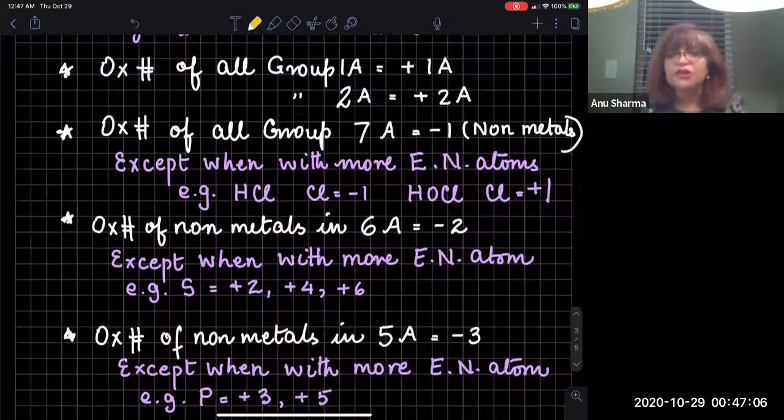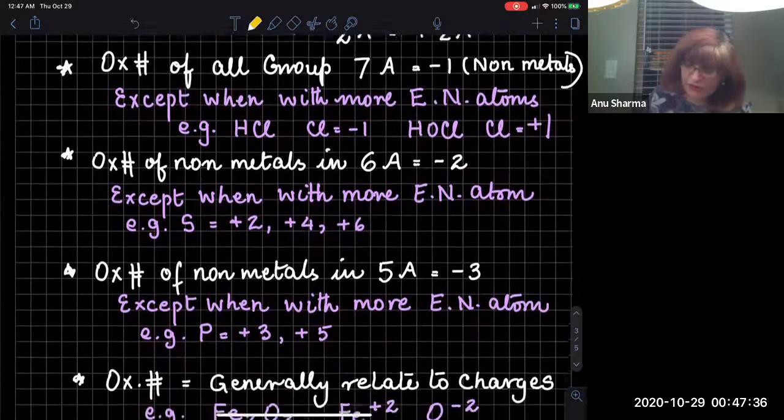Then comes the oxidation numbers of all group 1A elements and group 2A elements, which are going to be +1 and +2. The oxidation number of all group 7A elements is always going to be -1. But there are exceptions. It can be +1 if chlorine is attached to another element that is more electronegative. So for example, in HOCl, chlorine will have a +1 charge.